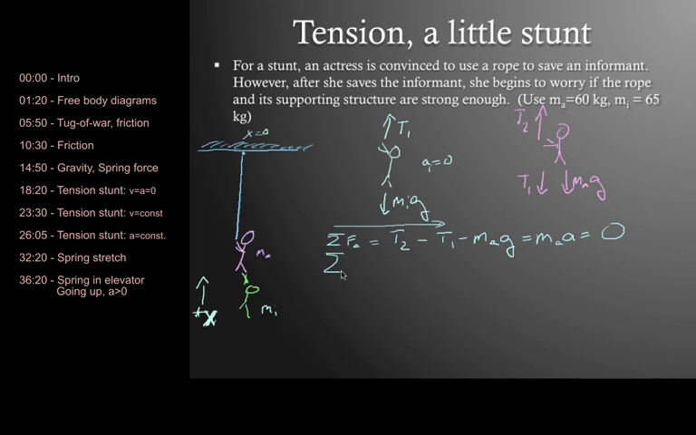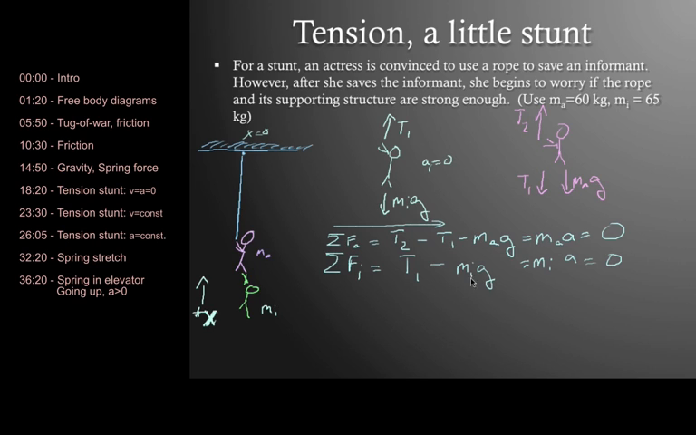So now let's write out what's going on with our informant. Our informant, T1, is going up. And then just his own mass is pulling him down. And this is equal to MI A. And in this case, I just wrote 1A because basically if anyone is accelerating, they both have to be accelerating together. So we'll talk more about this.